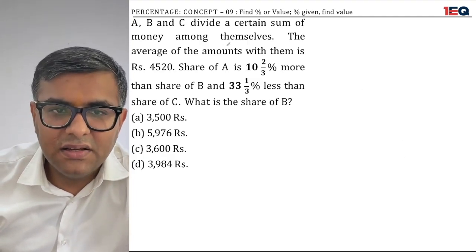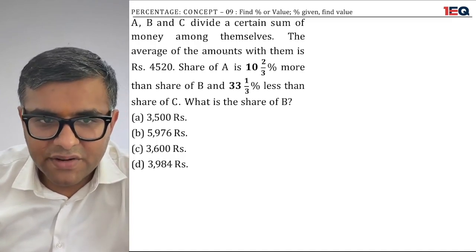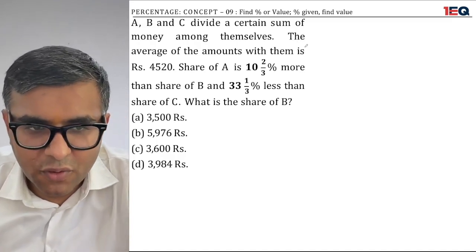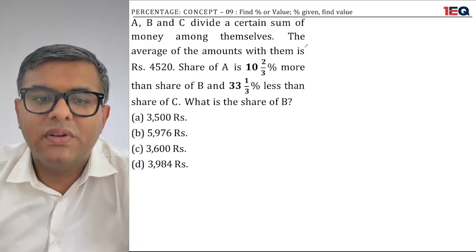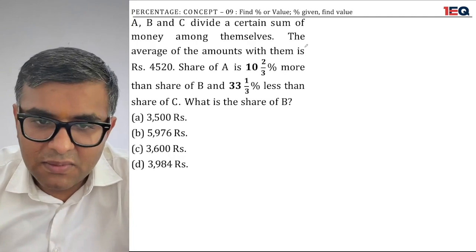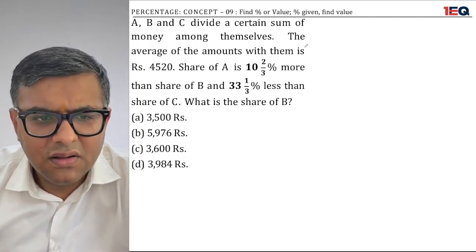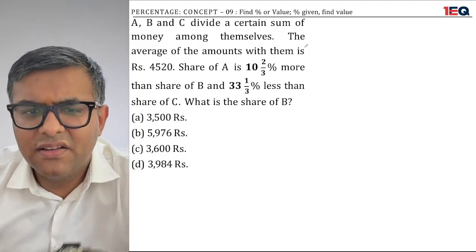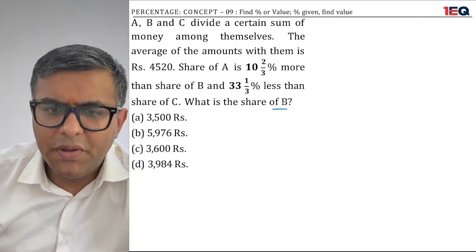Okay, another question. A, B, C divide a certain sum of money among themselves. The average of amounts with them is 4520. The share of A is 10 2 by 3% more than the share of B, and the share of B is 33 1 by 3% less than C. What is the share of B?